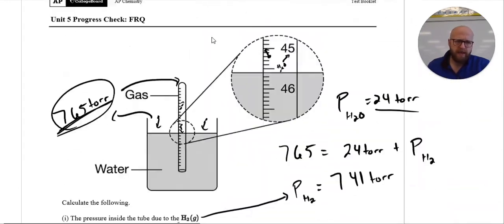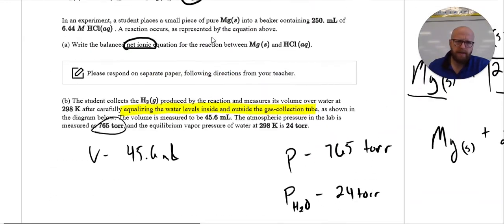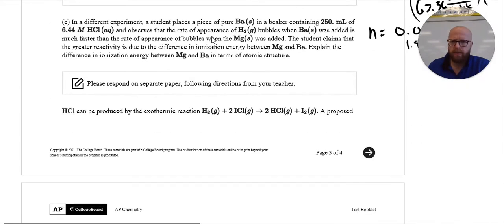So that's gas laws and some review from last year, and now is where we get to the kinetics portion of this question. In a different experiment, a student places a piece of barium in the container and observes that the rate of appearance of H2 bubbles with barium is much faster than with magnesium. The student claims that the greater reaction rate is due to the difference in ionization energy between barium and magnesium. Explain the ionization energy difference in terms of atomic structure.